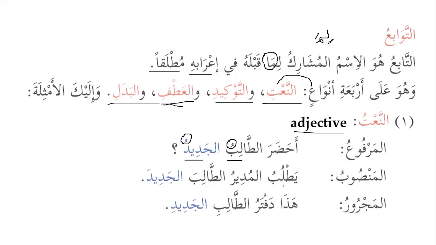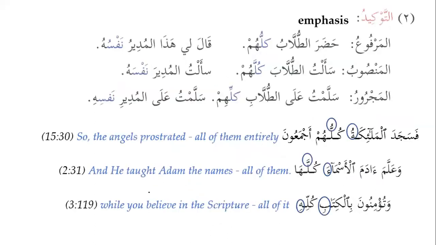Al-mansub: yatlubu al-mudiru at-talibata al-jadida. Here الطالب is مفعول به, and that's why it is منصوب, and the sifa that follows is also منصوب. Then al-majrur: هذا دفتر الطالب الجديد, this is the notebook of the new student. الطالب is مجرور here because it is مضاف إليه, and the sifa following it is also مجرور as well.